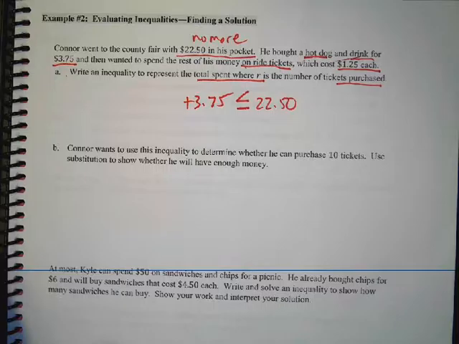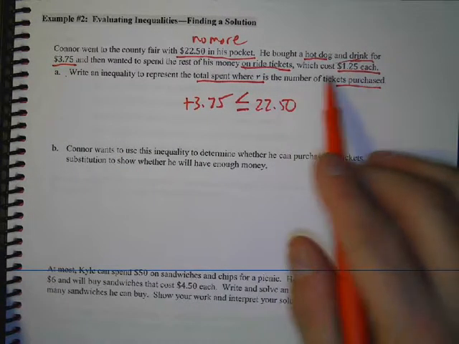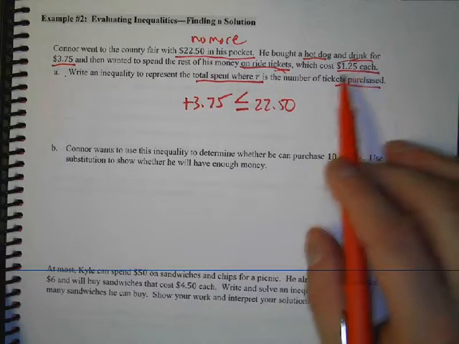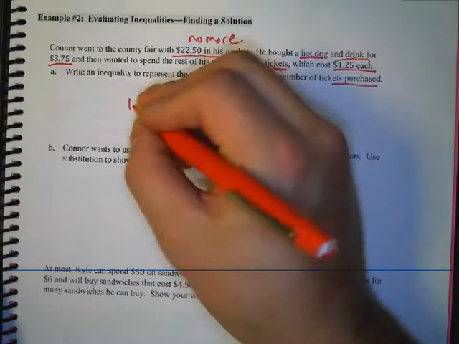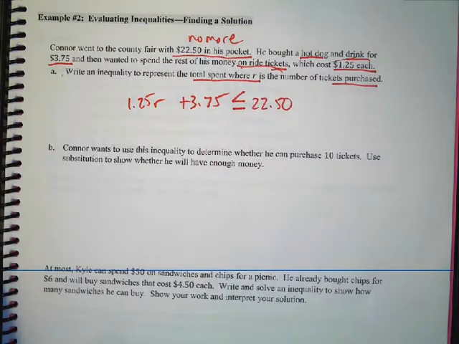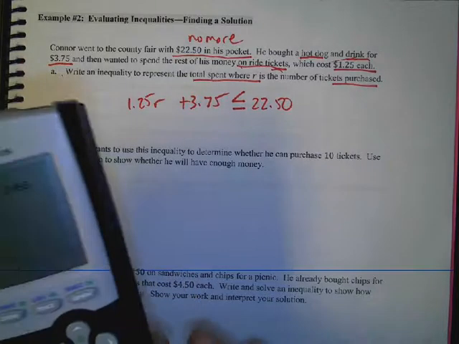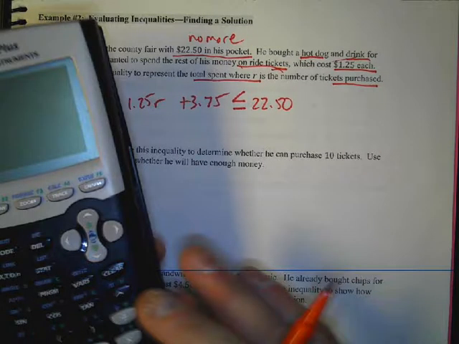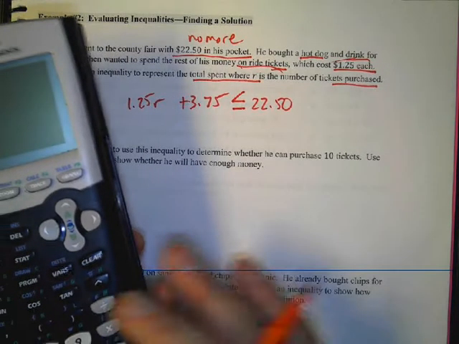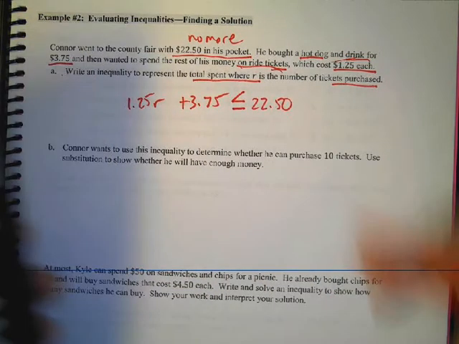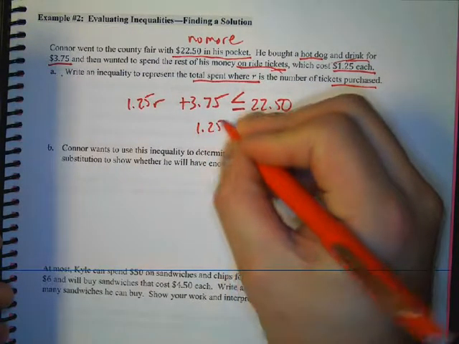And the rides are $1.25 each. So $1.25 per ride would be $1.25 R. Right? So now we're going to solve this inequality just like we would solve the equation. So we actually take $22.50 and we're going to subtract 3.75. And you can use calculators here. So I get 1.25 R is at most $18.75.